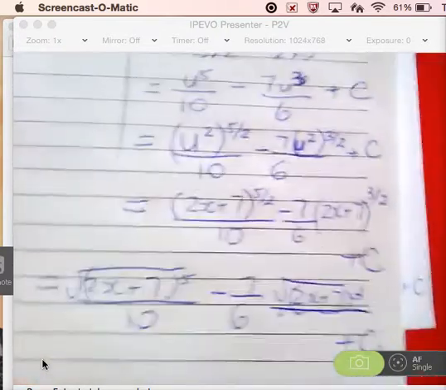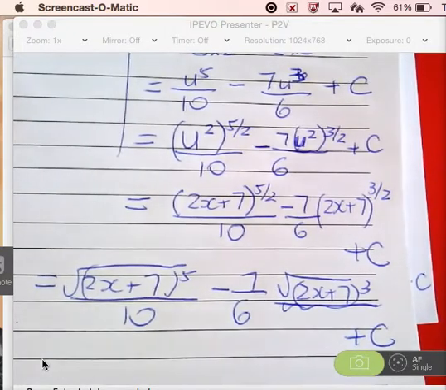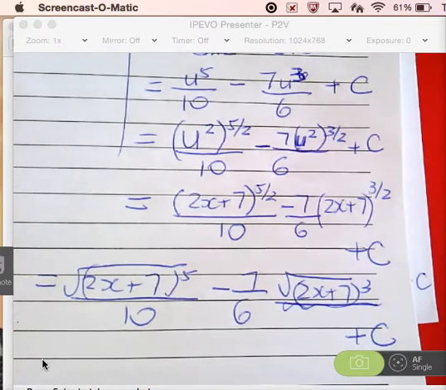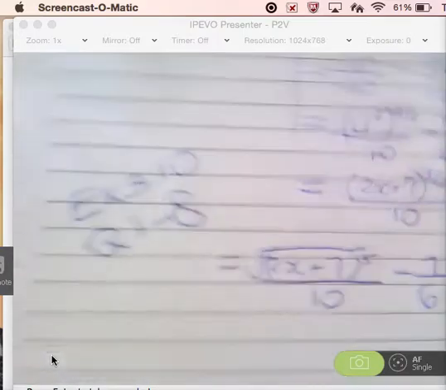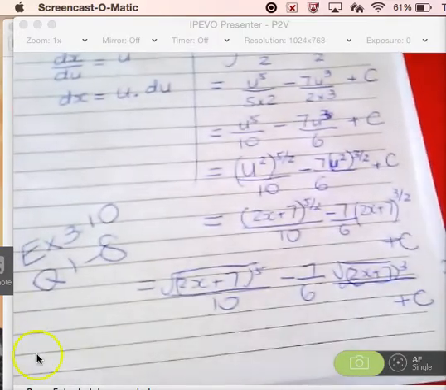Homework. Can you do exercise 3.10, questions 1 through to 8? Do not do anything I've already done. Questions 1 to 8. Don't worry about questions 9 through to 12. I'll do those tomorrow with the following exercise. Homework, exercise 3.10, questions 1 to 8, please. Do not do anything we've already done. Thank you.